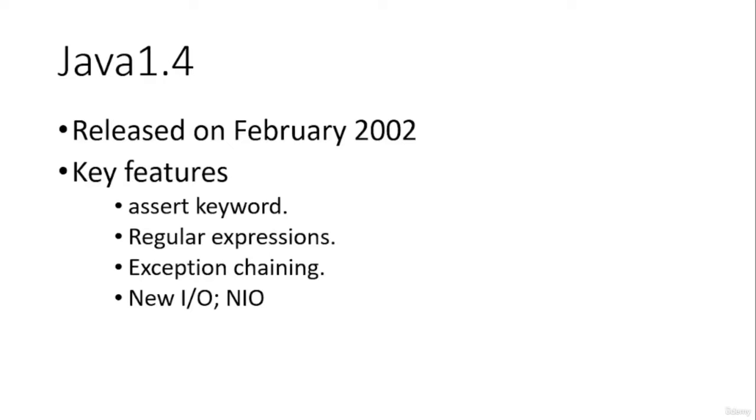Exceptions can be chained in Java. This was introduced in Java version 1.4. Next thing which you need to mention here is the new IO feature. New IO means the enhanced version of IO, and non-blocking IO was introduced in Java version 1.4.